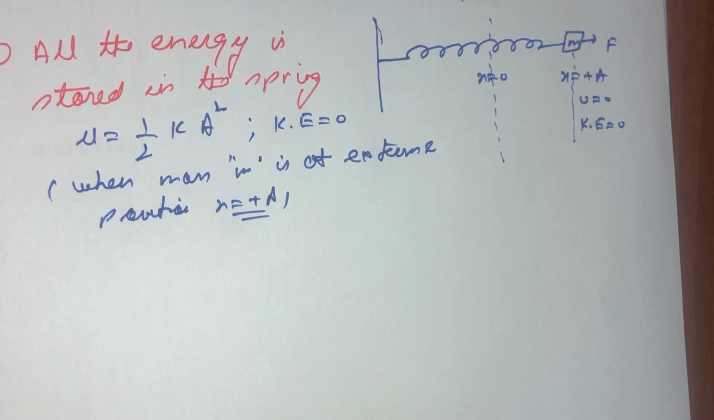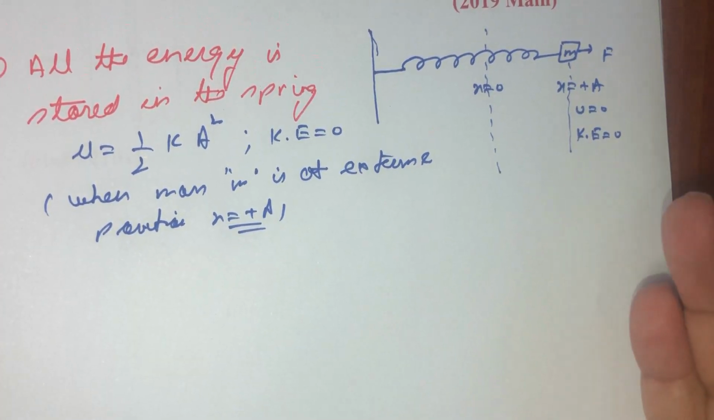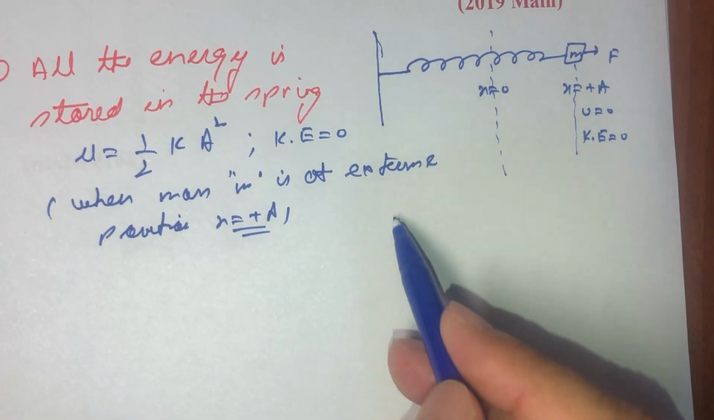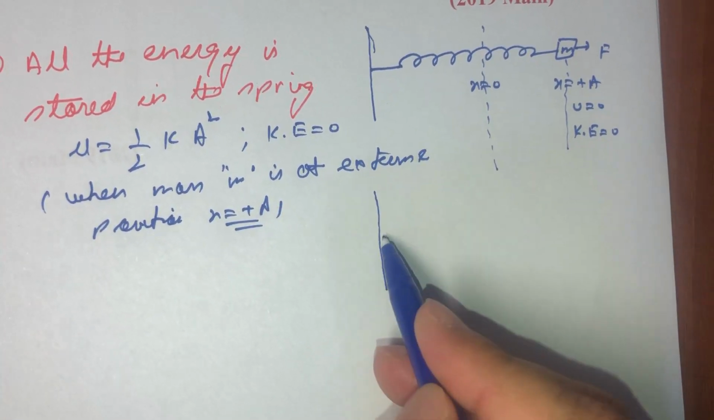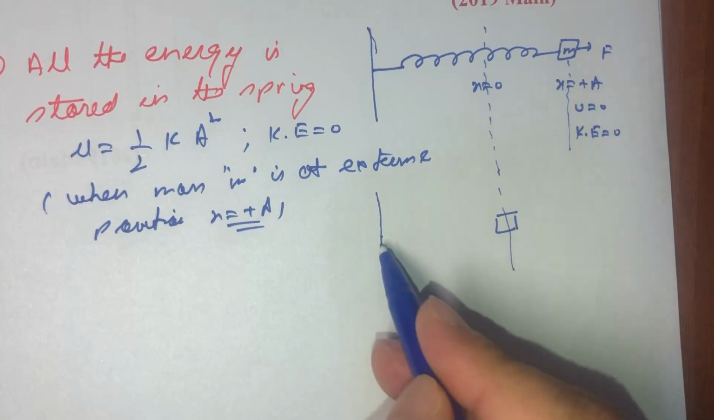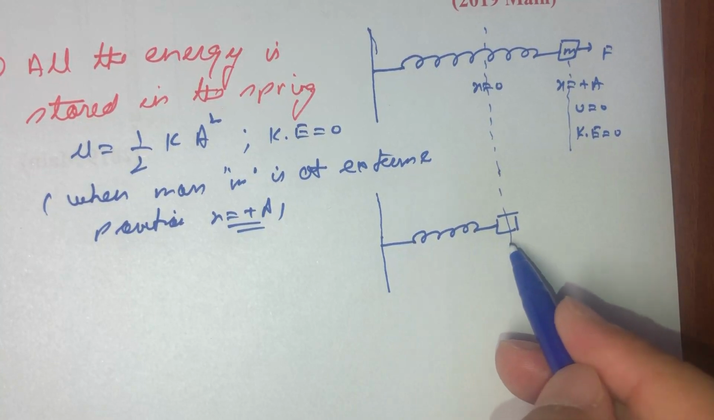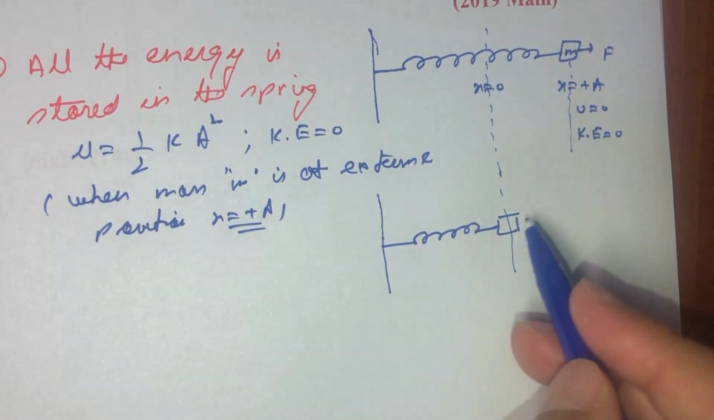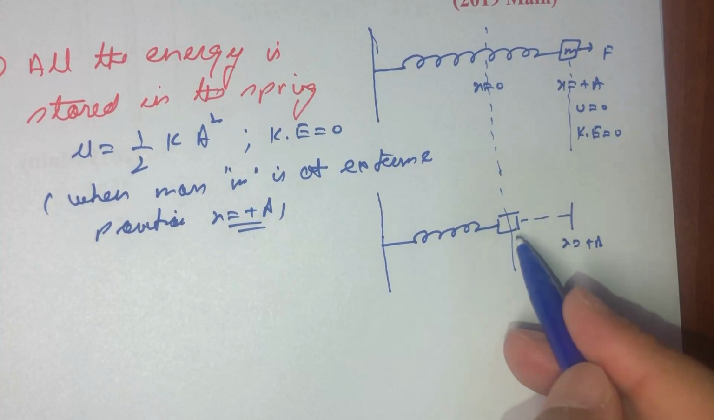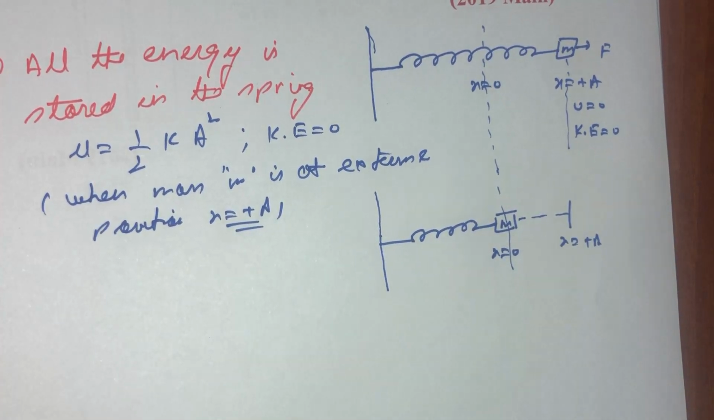Now for the second case, the spring is going to have a tendency to come back to its mean position. So let me draw the mean position here. At this position, this is our mean position. Now the mass will be at this point, and at this point the spring is neither compressed nor stretched. This was our x equal to plus a, and now the mass is at the mean position, x equal to 0.